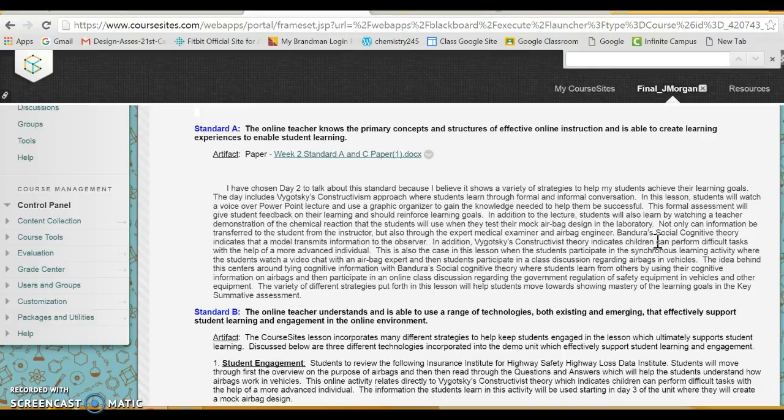The artifact I used here was the paper that we wrote for this unit that incorporated the theories into how we approached a specific day in the unit. I chose day 2, where there is a PowerPoint with voiceover and students have to watch a video from an expert. And so this ties into Vygotsky's constructivist approach as well as Bandura's social cognitive theories, where students can gain information from others at a higher level, and then Vygotsky's constructivism, where they use a graphic organizer to gain knowledge to help make them successful.